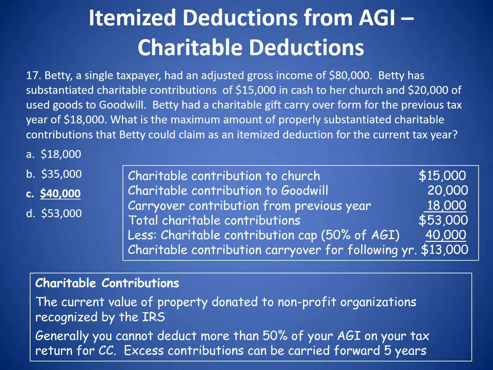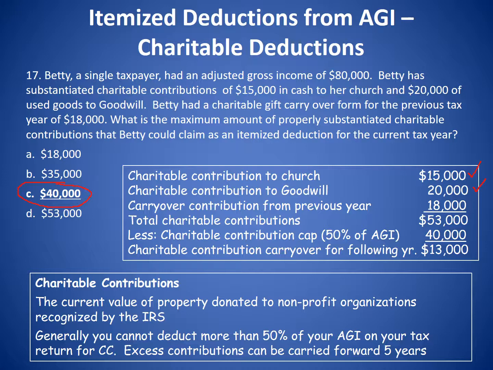And the answer in this case is going to be $40,000. And we're going to see how that's computed and also learn a little bit about an issue on the limitations associated with charitable contributions. So first of all, she made a contribution of $15,000 to her church. She also made a charitable contribution to Goodwill of property of $20,000.